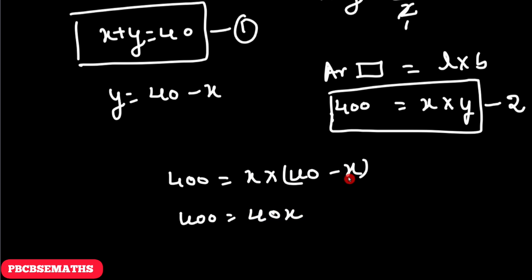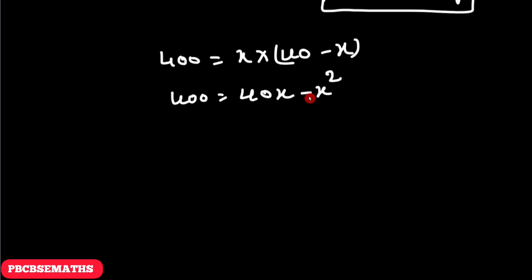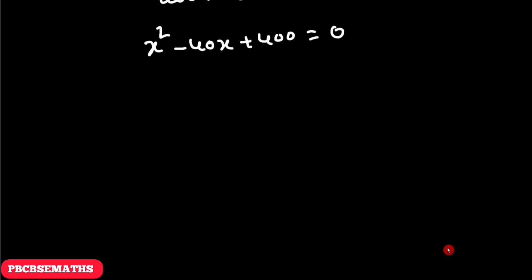Now 400 equals x into 40, we have 40x, and x into minus x, we are going to have minus x square. Now let's shift that minus x square and this 40x to the other side of the equal sign. Then we have x square minus 40x plus 400 equals 0. Now we have a quadratic equation, that is x square minus 40x plus 400 equals 0. And let's now try to find the value of the discriminant. Later, if this equation has real roots, then we can go for the solution, that is, finding the lengths of that rectangular park.